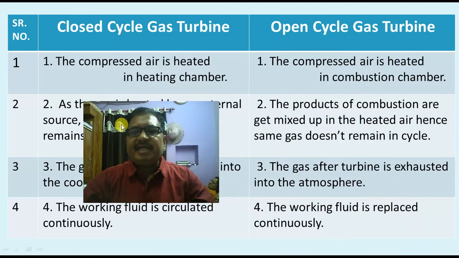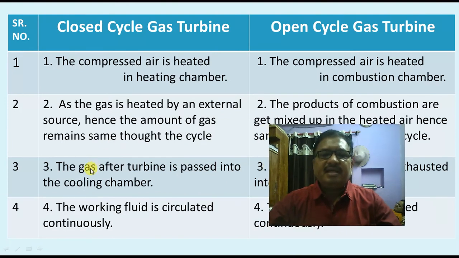But in case of open cycle gas turbine, the products of combustion get mixed up with the heated air, hence the same gas doesn't remain in the cycle. The products of the combustion are getting mixed with the air, which is first of all compressed and then heated, due to mixing with the products of combustion. Hence every time these products of combustion have to be replaced. During every cycle, fresh air is entering inside the system, and the products of combustion along with the working substance are going back to the atmosphere.